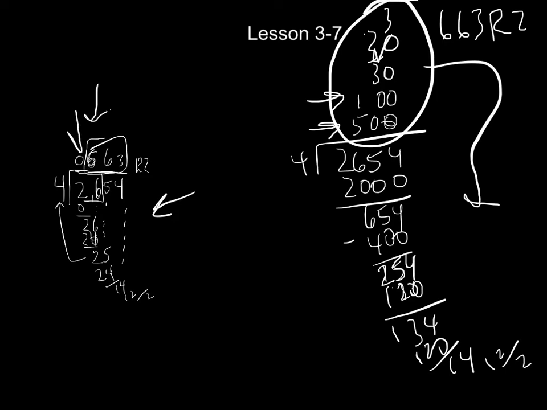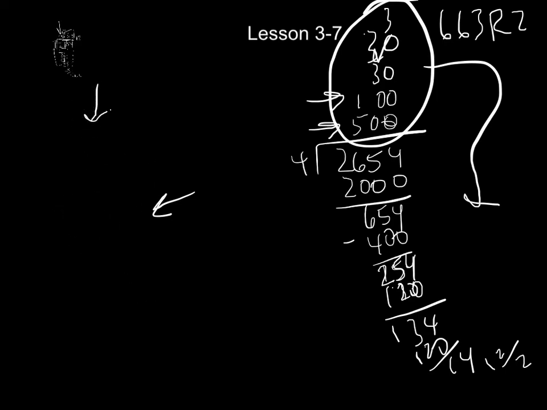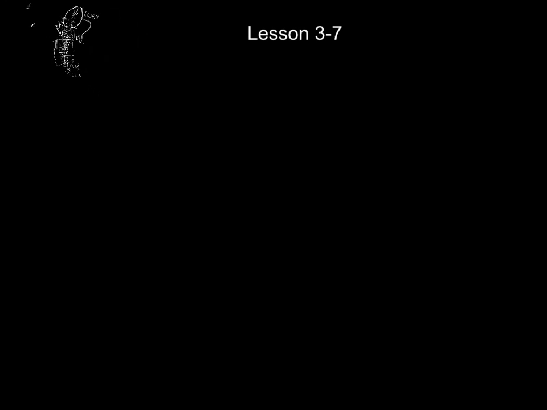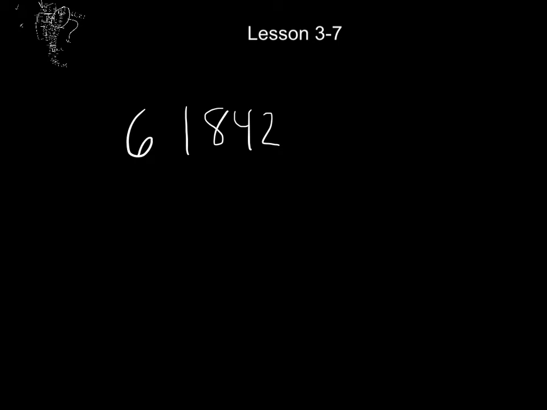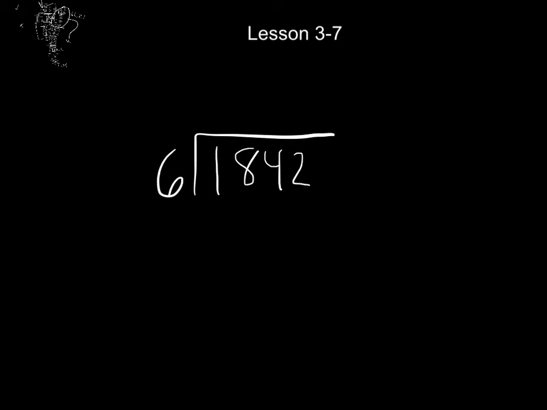All right, so the next thing I want to talk about is when you have a 0 in your quotient. Okay, that means a 0 in your answer. Let's do 1,842 divided by 6. Bring it down a little bit.